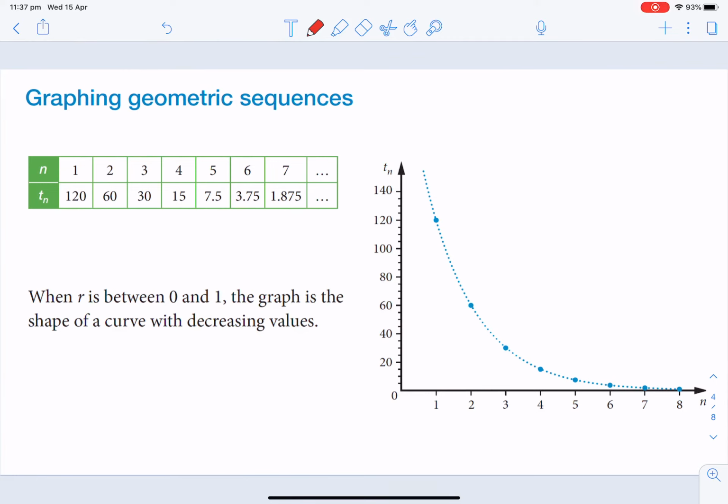Graphing geometric sequences. When R is between 0 and 1, so we can have a negative R value, but when it's between 0 and 1, the graph is the shape of a curve with decreasing values. So you can see as n increases, the T of n decreases. That means that we've got 0.1, 0.2 as an R value, or 1/3, or 3/8. You don't have a whole number. It lies somewhere between 0 and 1.